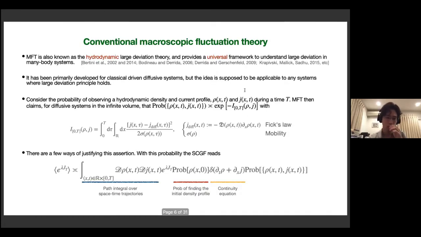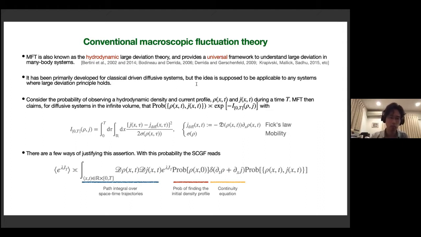Okay. So finally, I can talk about conventional macroscopic fluctuation theory. It's also called hydrodynamic fluctuation theory because the only inputs needed for this theory to work are some transport quantities like diffusion constants or mobility. So it's quite universal. I mean, essentially all you need to know is the hydrodynamics of the model. Then you can do this MFT. And that's it for the beginning.